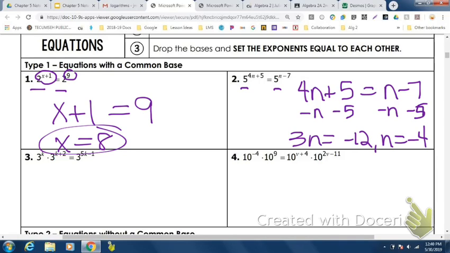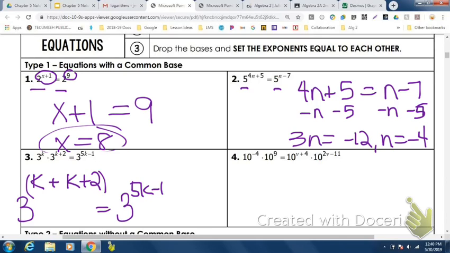Alright, when you multiply 2 exponents that have the same base, you add the exponents. So for number 3 here, I'm going to erase that. We have 3 times 3 to the k power times 3 to the k plus 2 powers. So we have a k plus a k plus 2. Okay, so it's going to be 3 to that power equals 3 to the 5k minus 1. So this is equal to this.